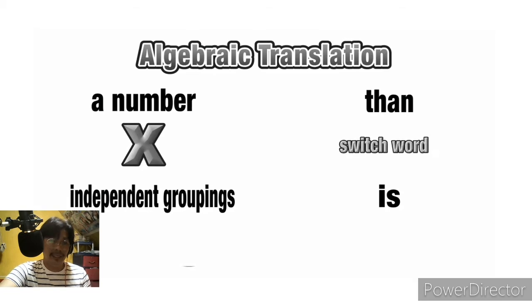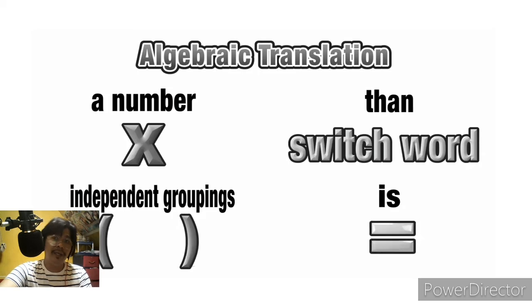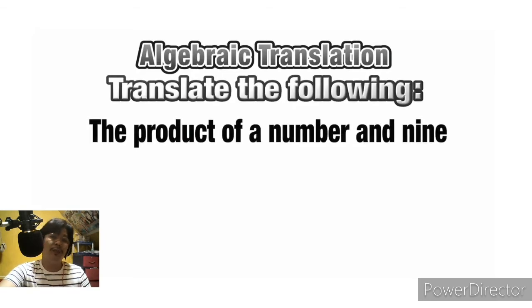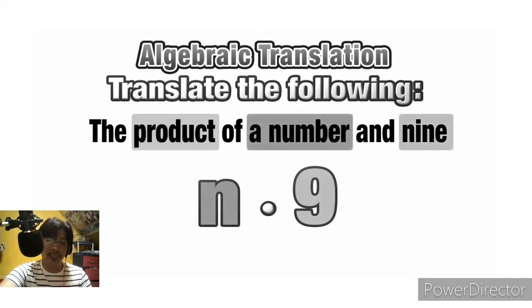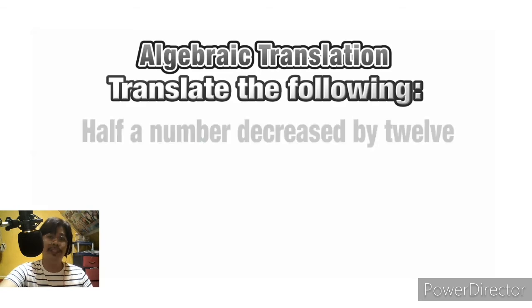Here is an example. A number may be represented by a variable, "and" means addition, and independent groupings are shown with parentheses, while the word "is" is the equal sign. There's another example: the product of a number and 9. The product means multiplication, so we can use a dot to represent multiplication, or we can eliminate the dot and simply put the number and variable together, which is 9n.